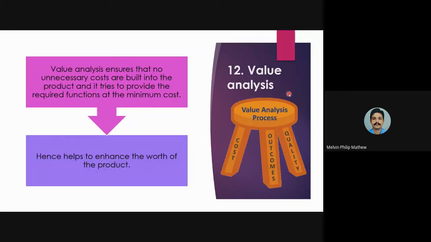Next is the value analysis. So what is value analysis? For every product that we have taken, three components we are looking at: its cost, its outcomes, and its quality. These are the three components. Based on this, we are analyzing the value of the product. If it has a lower cost and its outcome is that the demand is more, and the quality is sufficient, then we can say it is a cost value. Its value is high because it produces more profit to the company.